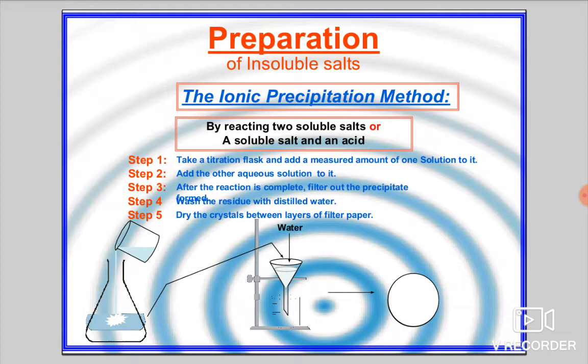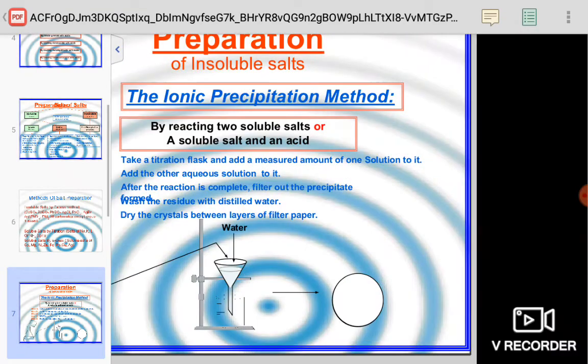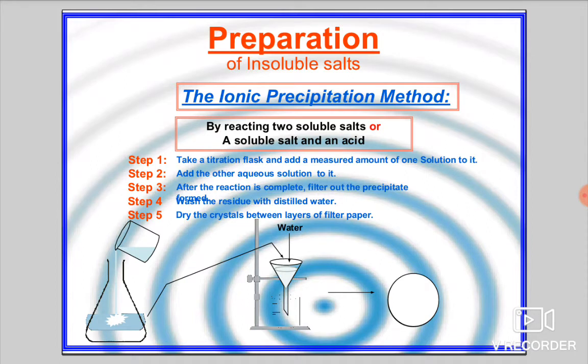Step 1 we should take is a titration flask, and add a measured amount of one solution to it, either a soluble salt or an acid. Add the other aqueous solution to it, then add the acid or soluble salt, whatever you have taken, and after the reaction is complete, filter out the precipitates.